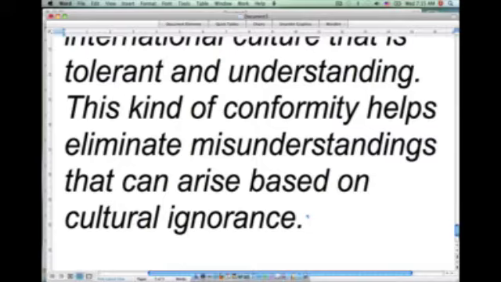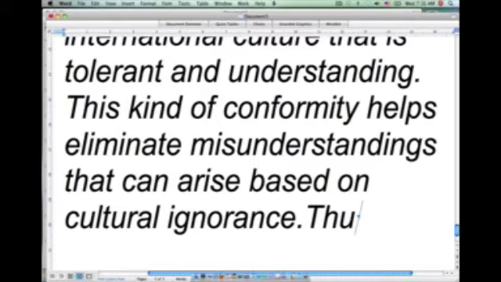Now ignorance just means to not understand something. And if it's cultural ignorance, that would be people that don't understand the cultures of others. So what we're saying is that this kind of conformity helps to reduce that cultural ignorance, which is a bad thing. And overall, this is a positive thing, because this helps people to come together as one instead of being separated in their ideas and maybe prejudiced in their thoughts.